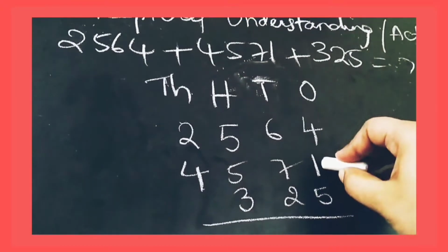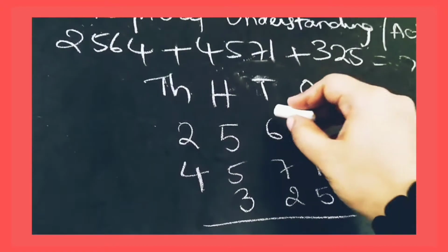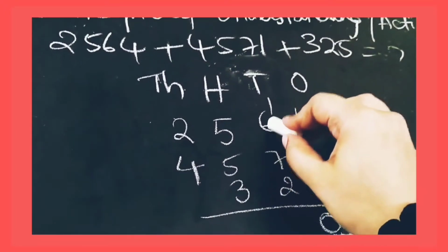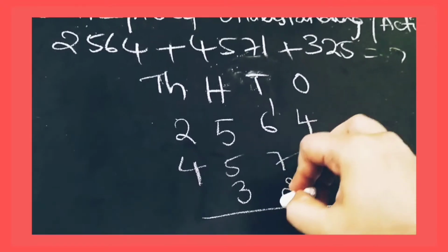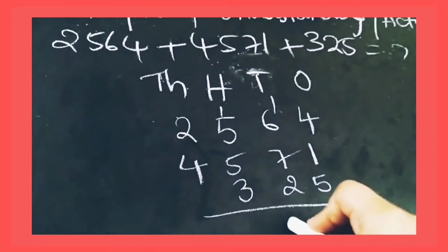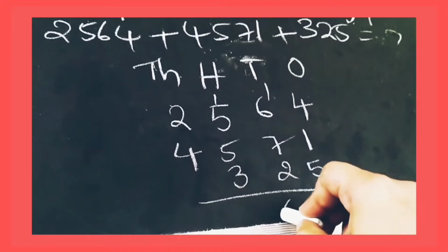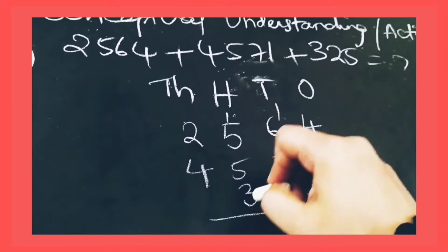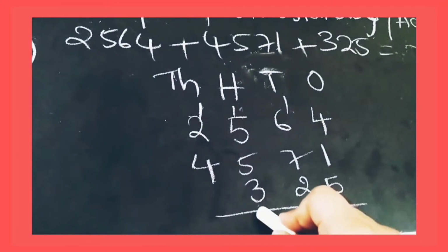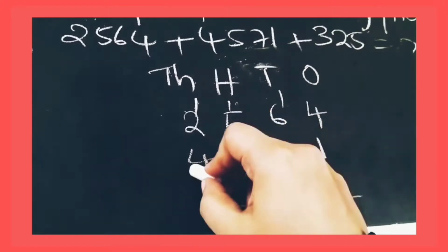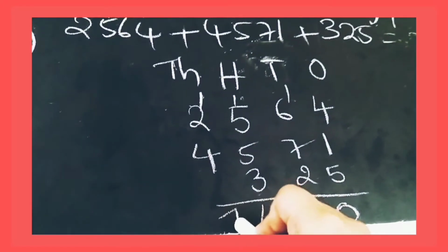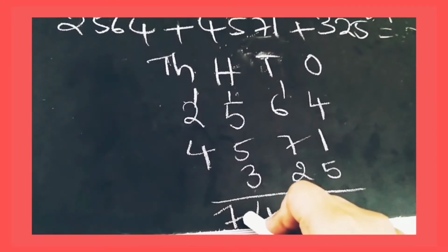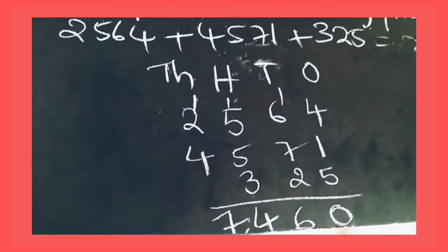5, 6, 7, 8, 9, 10. Here 6 plus 1 is 7. 7 plus 7 is 14, 15, 16. It is 16. 5, 10, 11, 12, 13, 14. Then 4, 5, 6, 7. It is 7460.